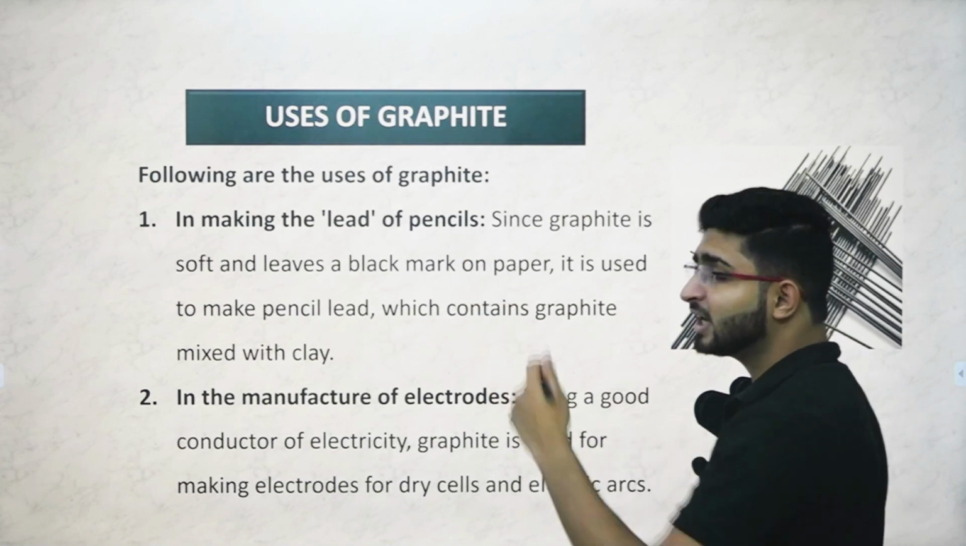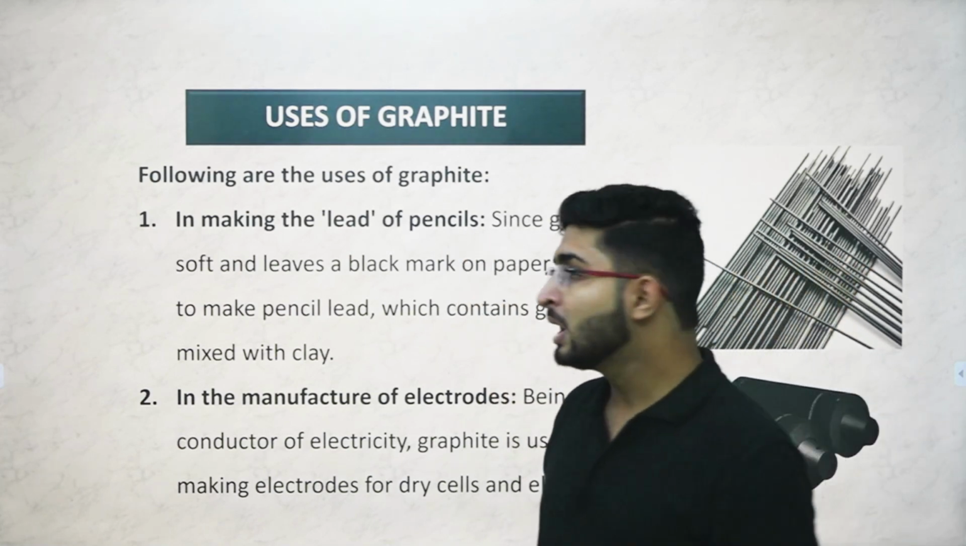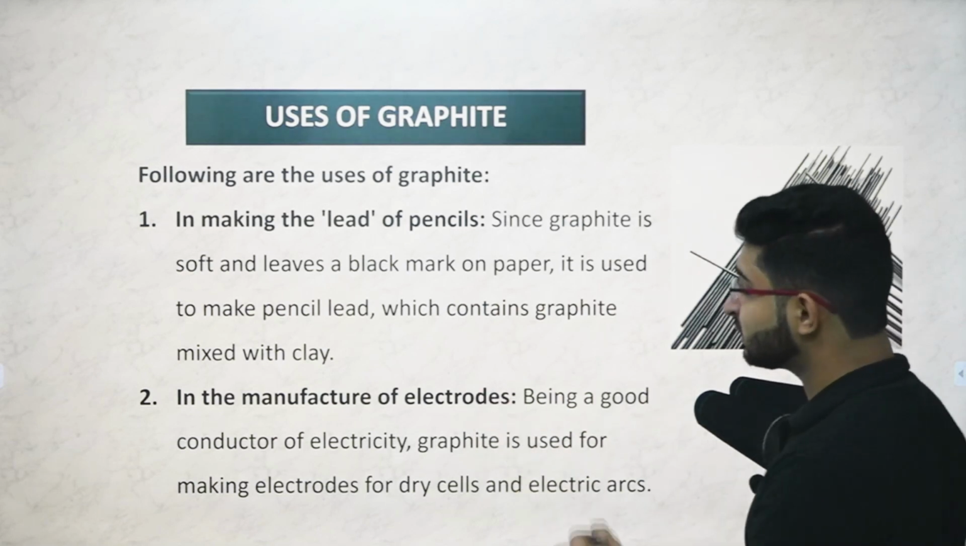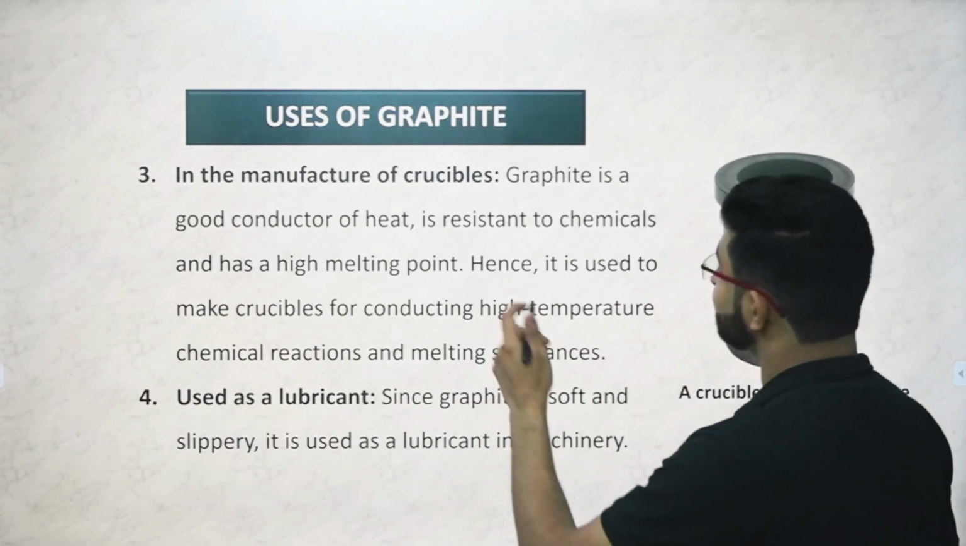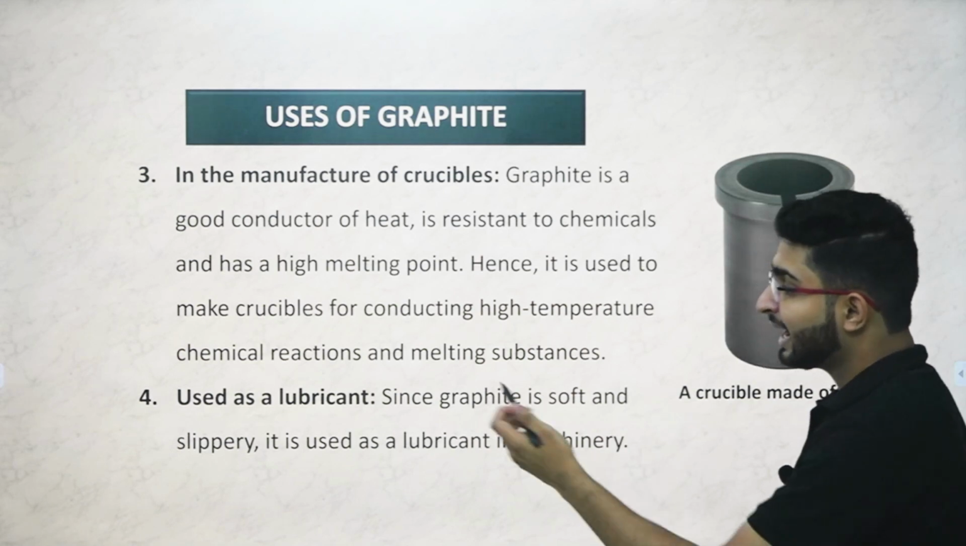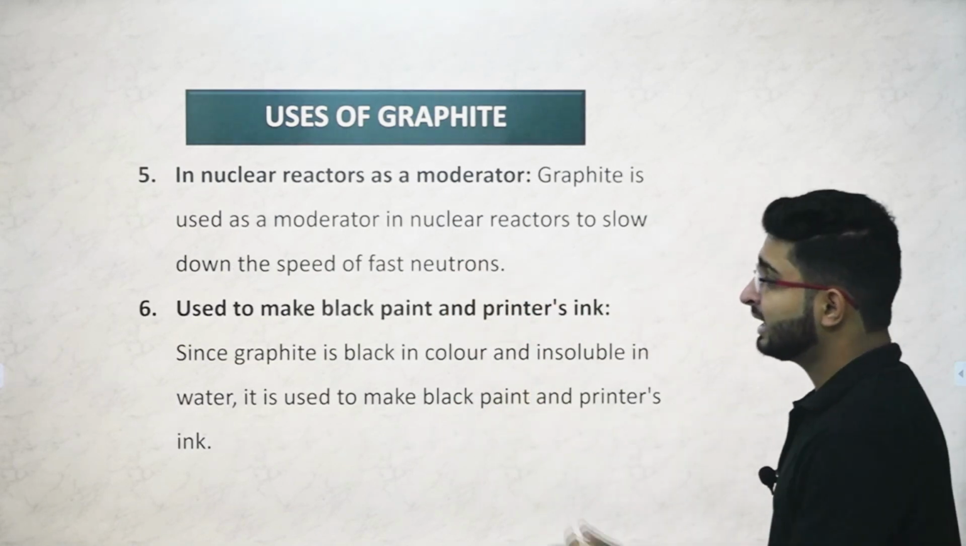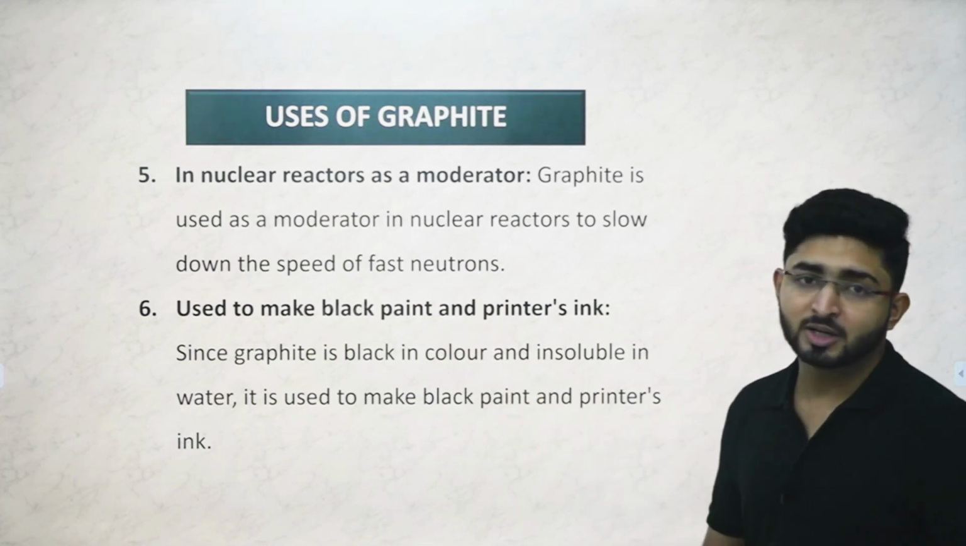And after that we studied the uses of graphite also, that is graphite is used in the making of lead of pencils, it is also used in the manufacture of electrodes, in the manufacture of crucibles, as a lubricant, and in nuclear reactors as a moderator. It is also used to make black paint and printers ink.